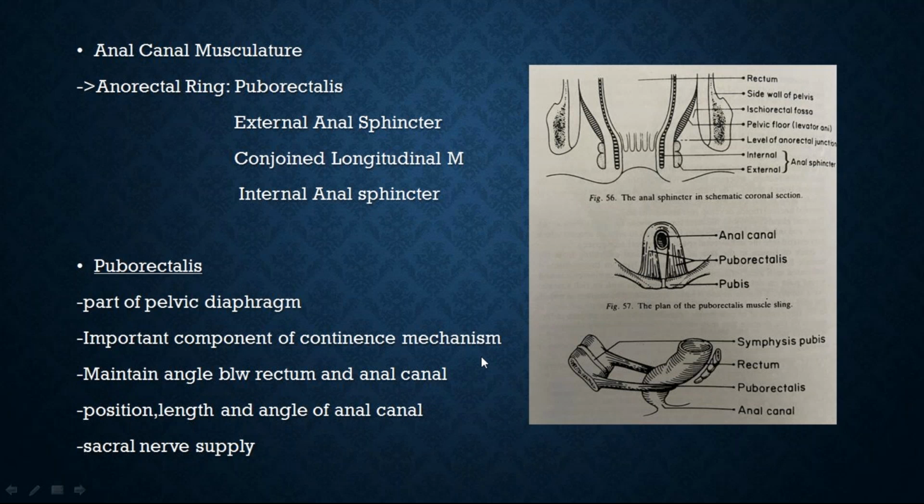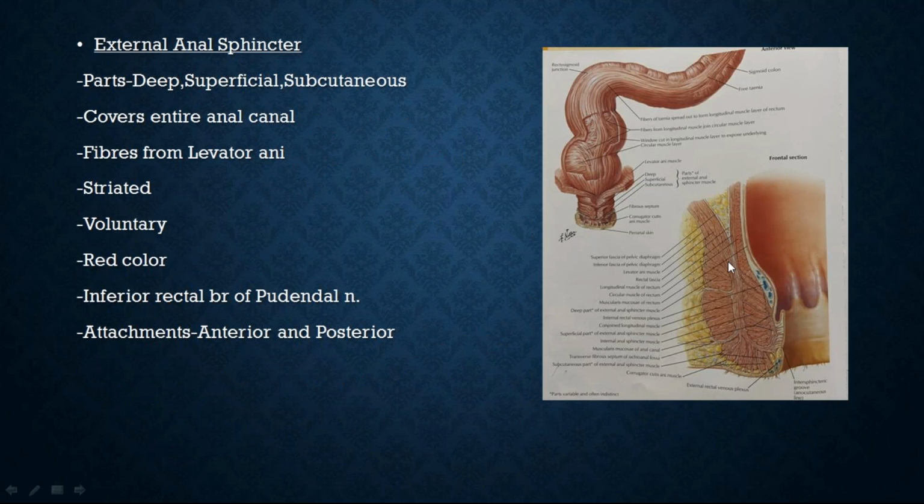Okay, and it is a component of levator ani. Next is the external anal sphincter. Here you can see the external anal sphincter. Actually it is a single muscle, but it is divided by the longitudinal muscle into septa, so that it is divided into 3 parts: the deep part, superficial part, and the subcutaneous part. So this is joining with the levator ani. It is continuous with the levator ani fibers.